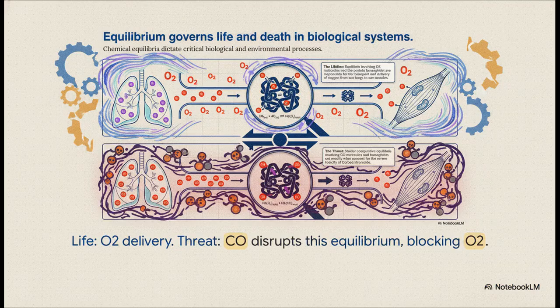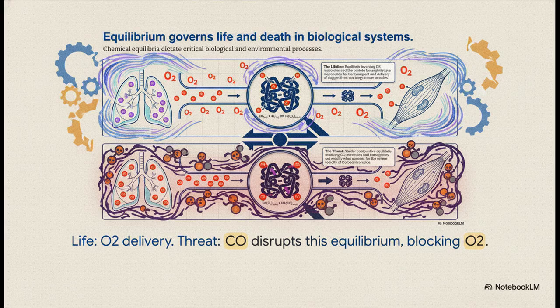Just take a look at this. The way our blood carries oxygen, it's a gorgeous example of chemical equilibrium. So in our lungs, this stuff called hemoglobin grabs onto oxygen. Then, when it gets to our muscles, the equilibrium shifts and it lets the oxygen go. Perfect. But look at the bottom half. This is where it gets scary.